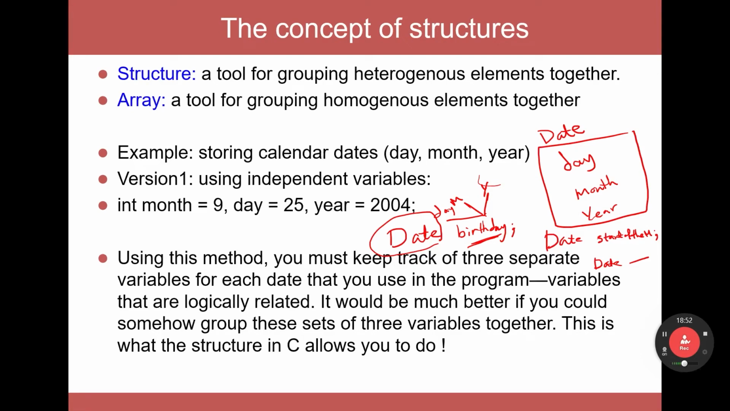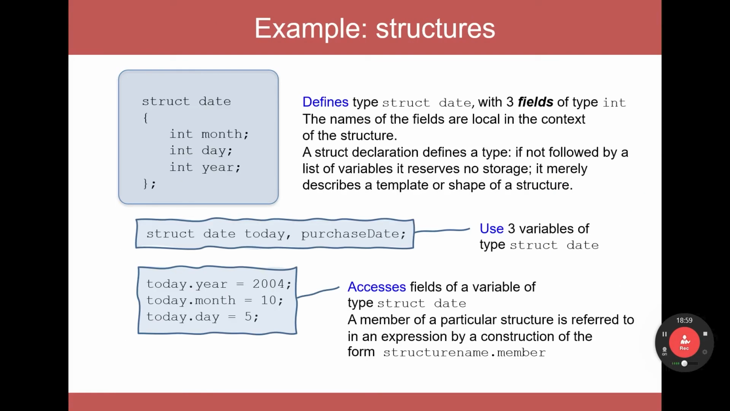It's much better than every time I create 3 variables for every situation. Okay, so let's see. In here, we can define the structure of date like this. We say struct. So this is the keyword struct from C language. And this is the name of the structure. And inside the structure, there are 3 members. We have month member, day member, and year member.